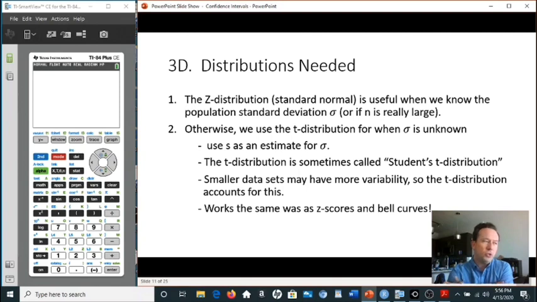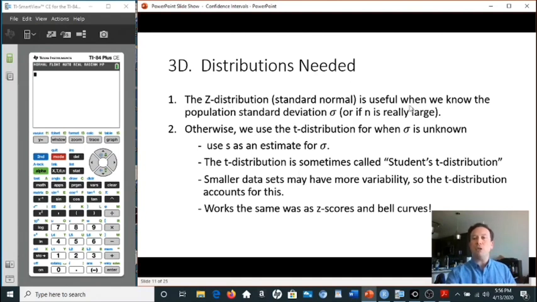Now, I'm going to introduce to you a new distribution, because it's needed. Number one, we talked a lot about this prior to your test 3: z-scores, the z-distribution, what we call the standard normal distribution. It's useful. Now more specifically, when do we use it? Because now we're going to be using something else instead of z sometimes. So how do you know when you can use z? How do you know when you cannot use z?